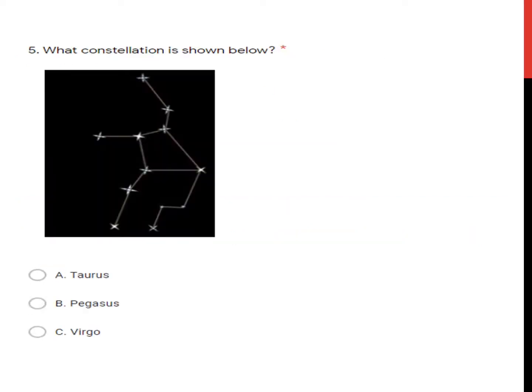And for number 5, what constellation is shown below? A. Taurus, B. Pegasus, C. Virgo. The correct answer is C. Virgo. Very good.